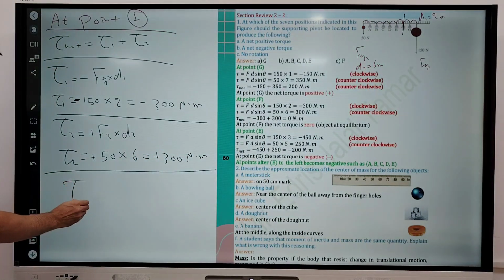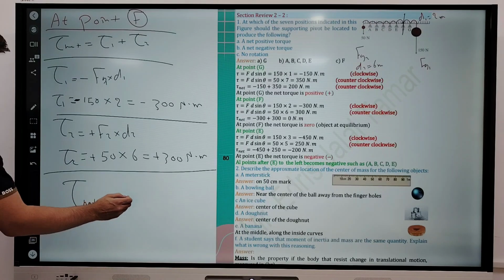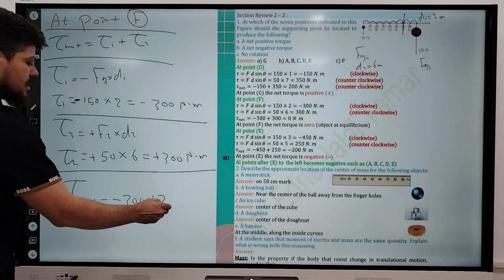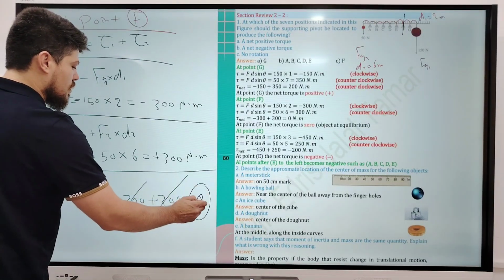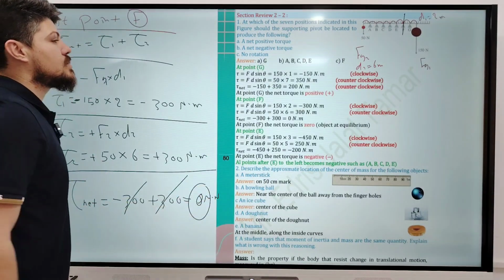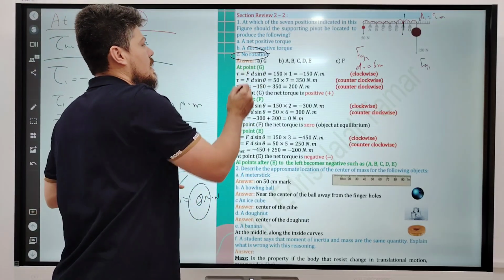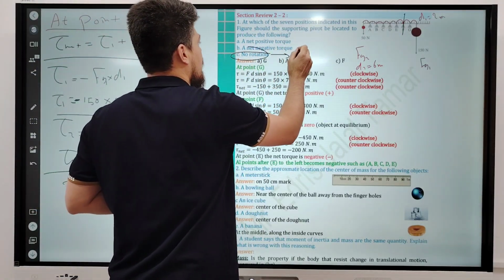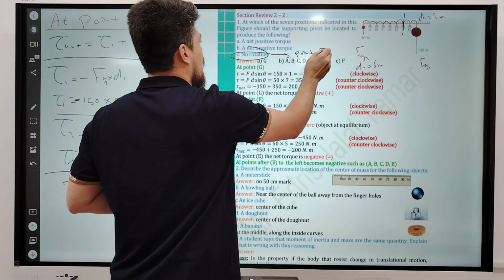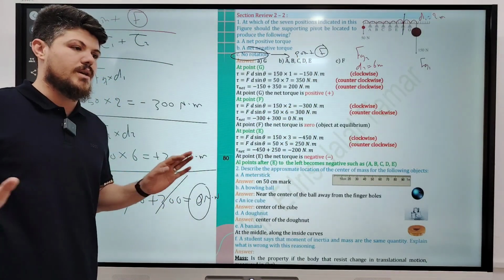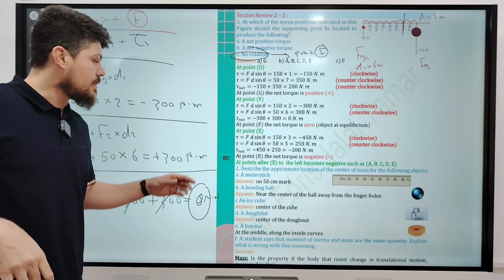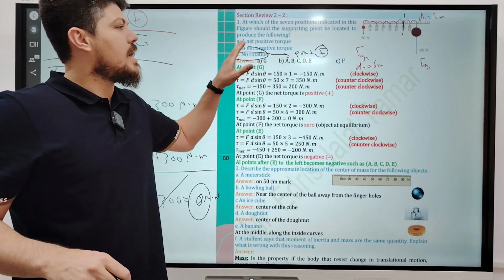Now, net torque is equal to what? Net torque is equal to negative 300 plus 300 cancelled is equal to 0 Newton meter. So at which point there is no rotation? At point F. Why? Because at point F, net torque is not positive and is not negative. It means that the point F has no rotation.